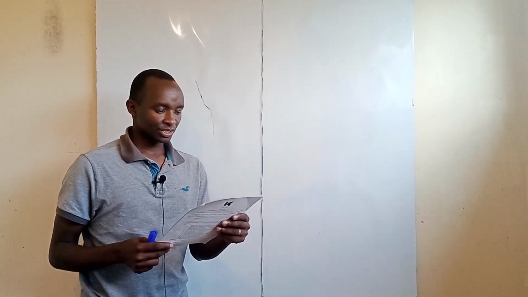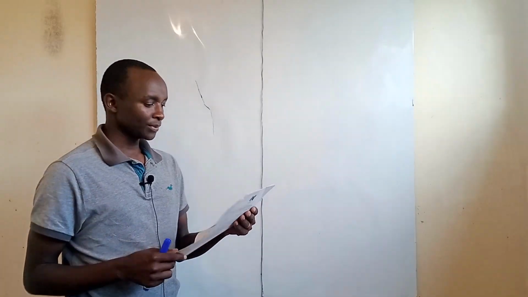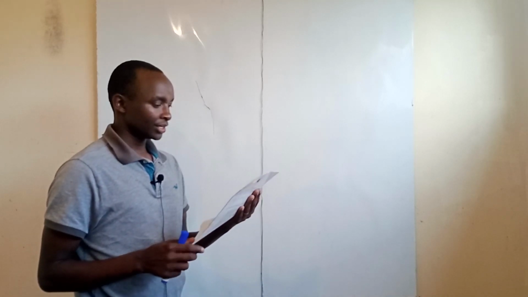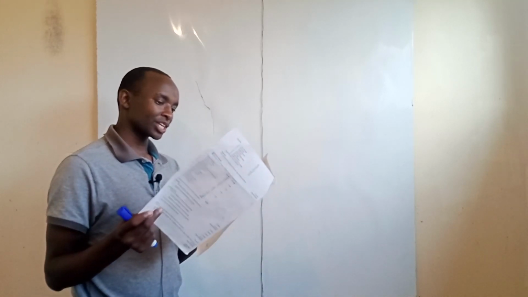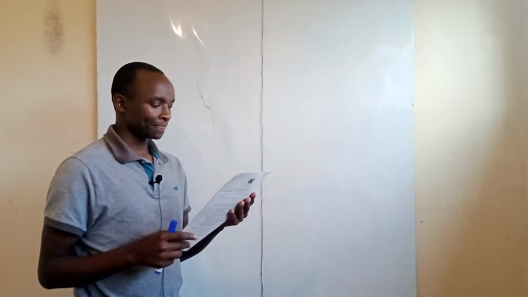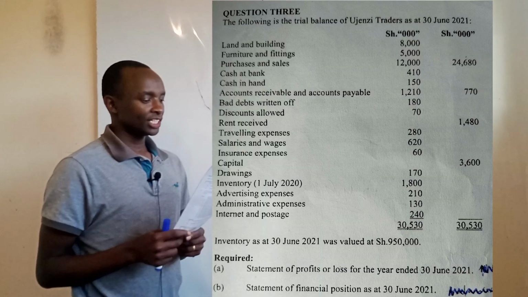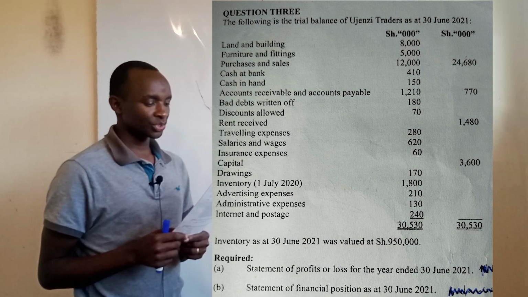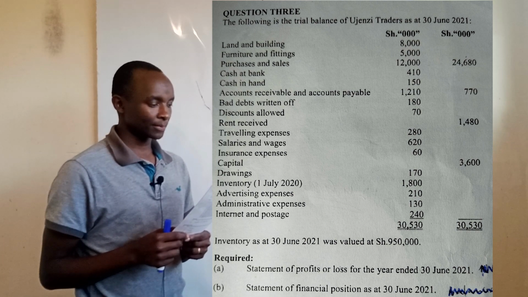So straight to what you're supposed to do today. This is an example. Question 3, examined by KASNEB on 30th August 2021. The following is the trial balance of Ujenzi Traders as at 30th June 2021.